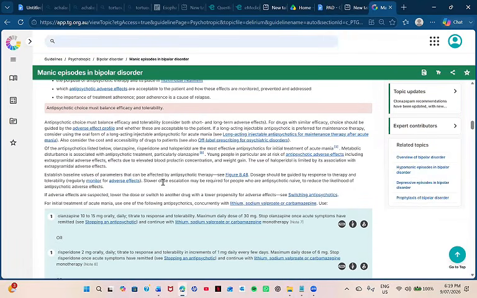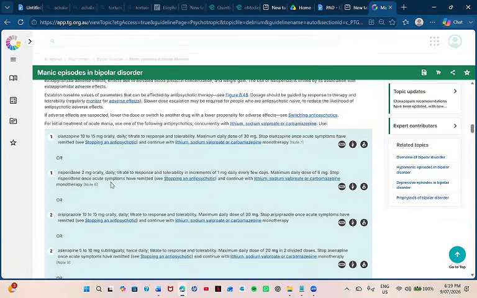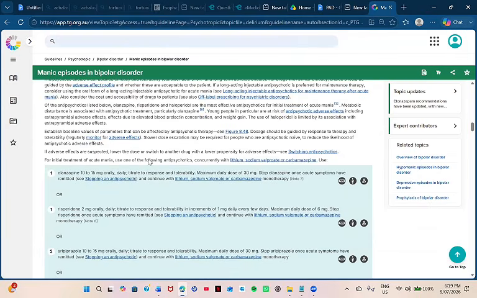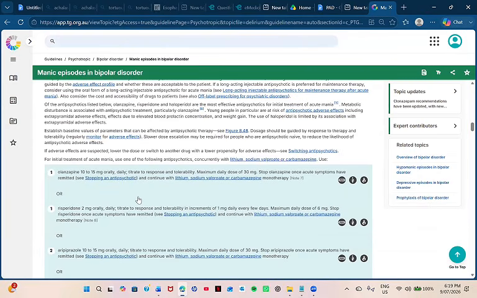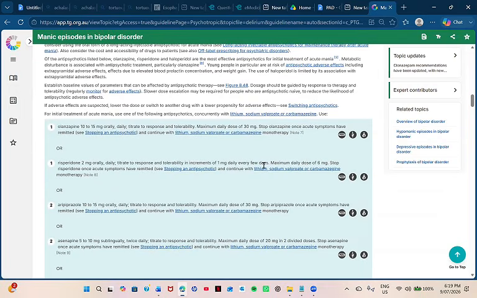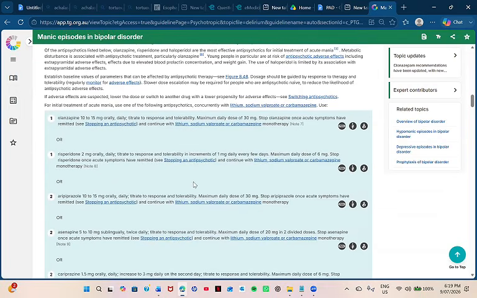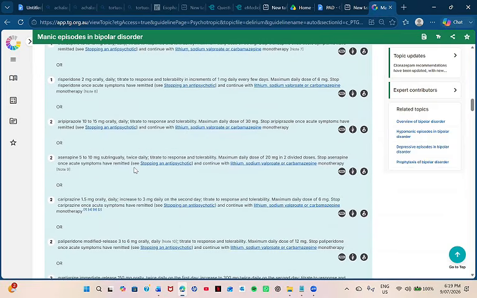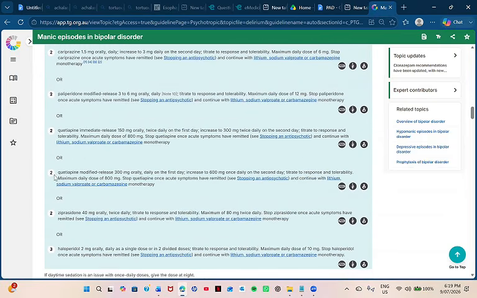Here we have olanzapine, risperidone, those drugs, right? Olanzapine, maximum dose 30. Stop olanzapine once acute symptoms have remitted and continue with lithium or sodium valproate or carbamazepine monotherapy. For risperidone, here also they have mentioned the same thing. Aripiprazole, then what else? Quetiapine.